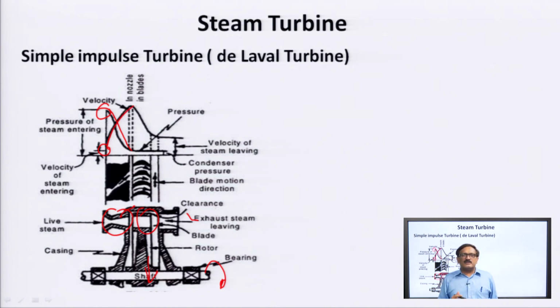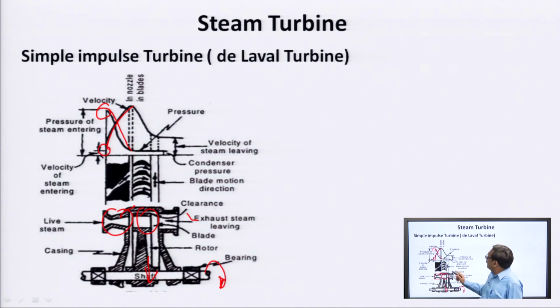Then this high velocity steam impinges on the turbine blade. As it passes over the passage of the turbine blade, due to the change in direction and velocity, a certain amount of impulse or force is developed. That force is responsible for rotating the wheel, and when the wheel rotates, the shaft rotates and we get the output at the shaft.